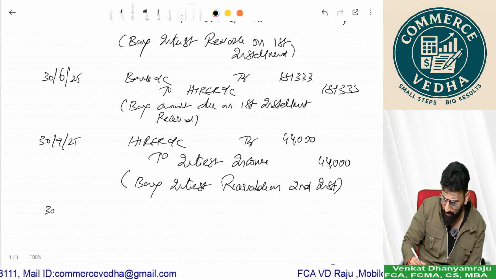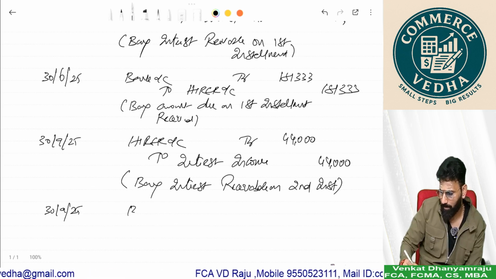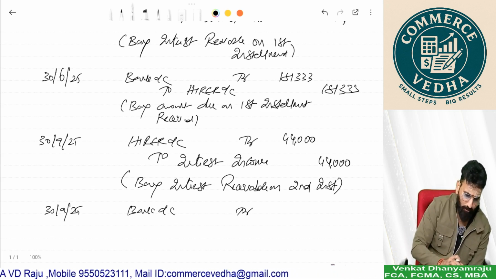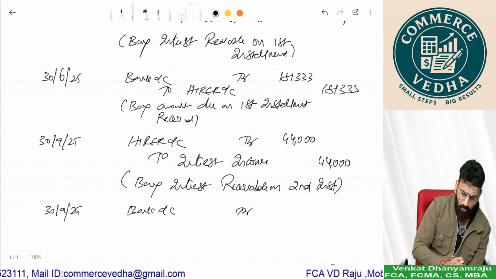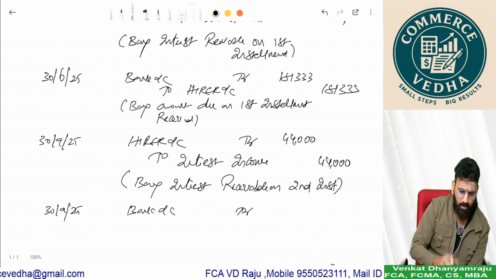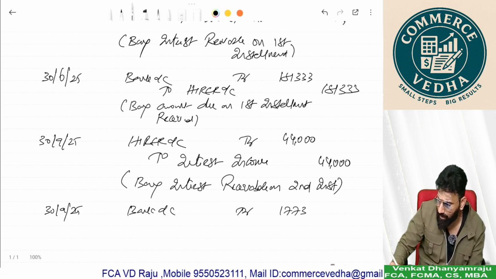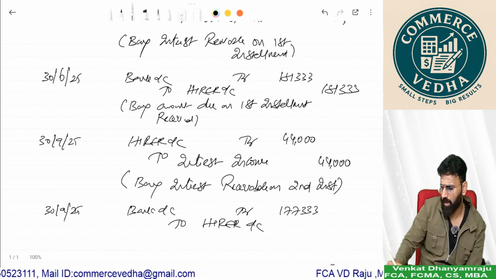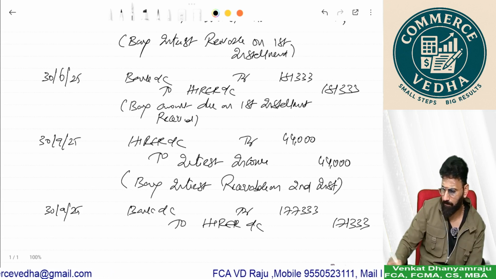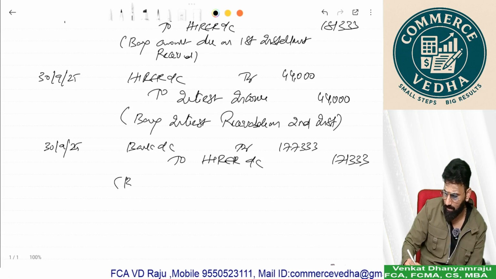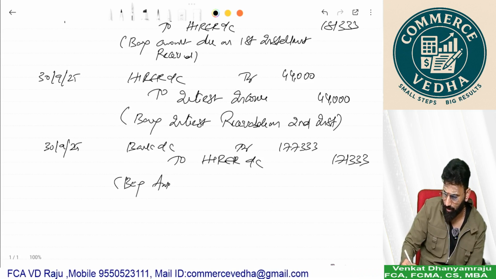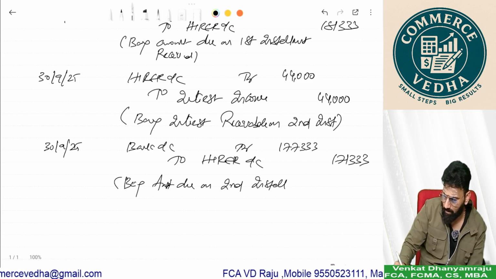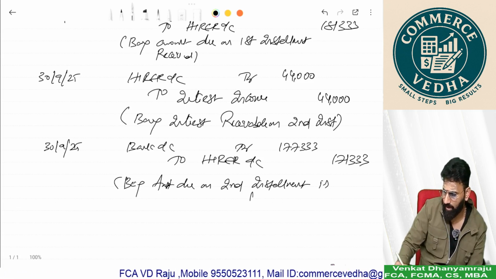And on receipt, bank account debit, which is 44,000 plus 133,333, 177,333. To who paid you? Hirer. And you'll write being amount due on second installment received.